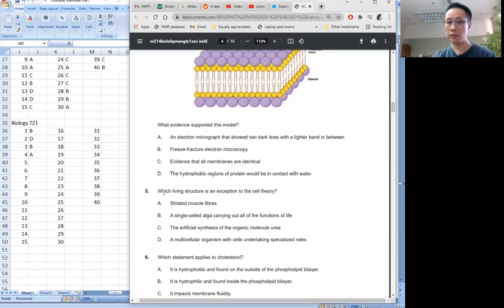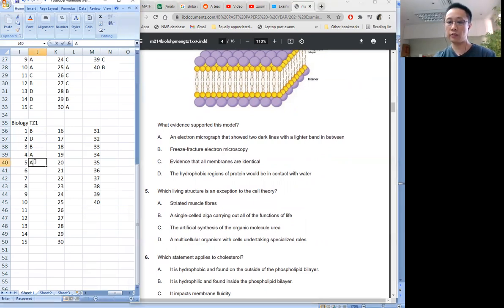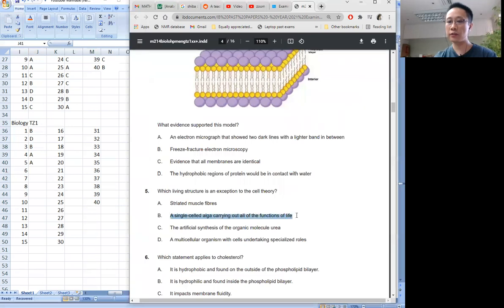Okay. 5, which living structure is an exception to cell theory? I think you just need to know your IB. Striated muscle cells, I think, is the correct answer already because they contain multiple nuclei. Single cell alga carrying out all the functions of life, suspicious. Okay. C and D are definitely not correct. Striated muscle fibers. But the single cell giant algae carrying out all the functions of life is.